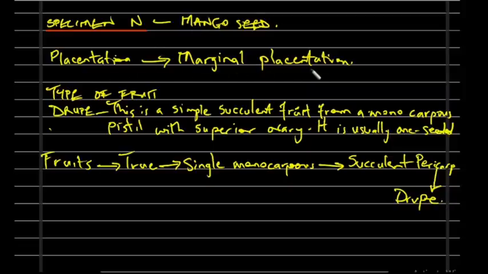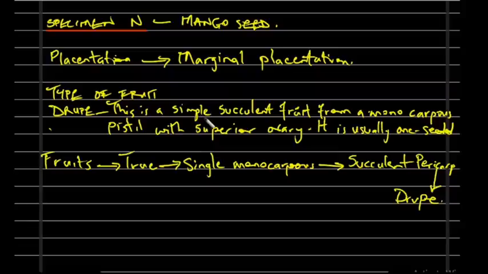The placentation of this particular crop is marginal. And then the type of fruit is a drupe. Drupes are simple succulent fruits from a monocarpous pistil, and they have a superior ovary. They are usually one-seeded. These are what we refer to as drupes.